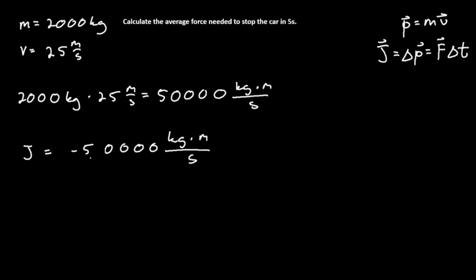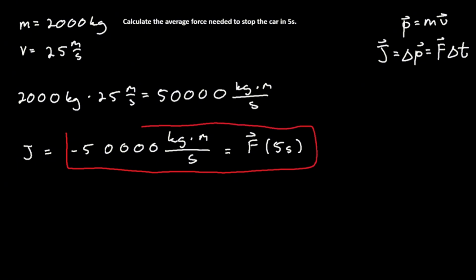And since our impulse needs to be negative 50,000, we can set this equal to force times time, since that's how you calculate impulse. So force times change in time. But our change in time should be 5 seconds. So we can replace our change in time, delta t, with 5 seconds. And all we need to do is look at this equation here and then isolate force. So once you isolate force, you get an average force of negative 10,000 newtons, which is quite a lot to stop a car in 5 seconds. That's why most cars traveling at this speed cannot stop in 5 seconds.